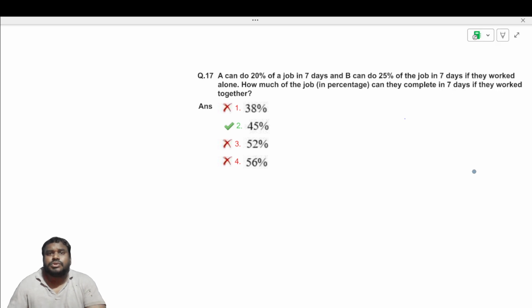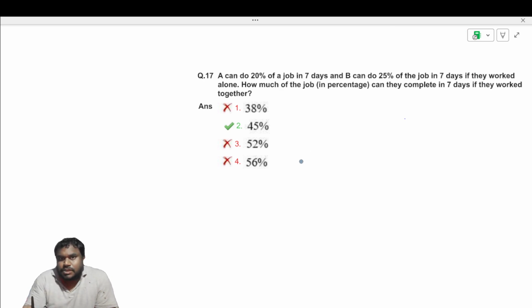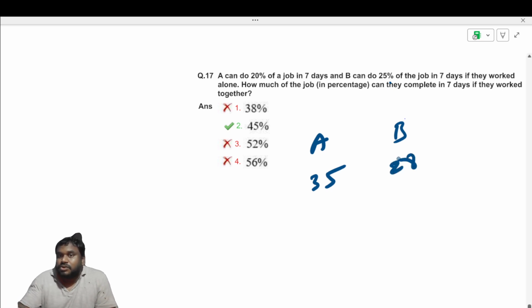A can do 20% of the job in 7 days and B can do 25% of the job in 7 days. See, if A can do 20% in 7 days, 20% into 5 is 100%. So for completing 100%, 7 into 5, 35 days he takes. For B, 25% he can do in 7 days, 25 into 4 is 100, so 7 into 4 is 28.